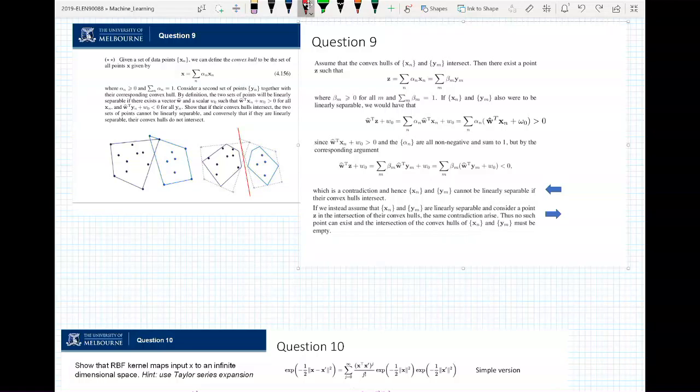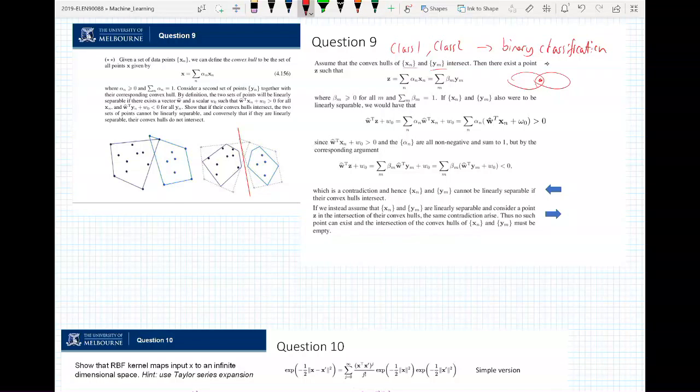So we have the convex hulls of xn and yn. These are class 1 and class 2, right? It's a binary classification problem. Let's make it crystal clear. We want to separate these two sets of points. Dog pictures, cat pictures, I keep saying that. If there is a point z that belongs to both of them, then z will be smack in the middle, right?